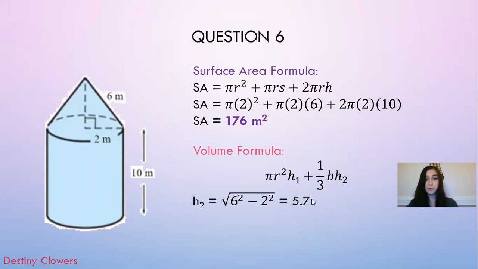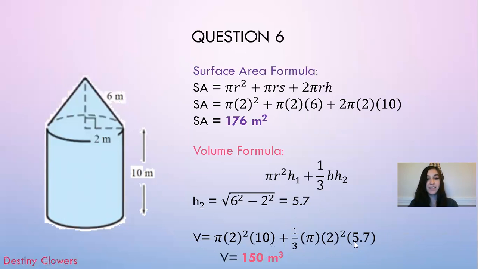Now we're going to just plug 5.7 into this equation. And once we do that, we get volume equals pi times 2 squared times 10 plus 1/3 times pi times 2 squared times 5.7. And that gives us our final answer of 150 meters cubed. And once again, notice that down here, volume is cubed while area is squared. So once again, don't get those mixed up or confused. It'll always be the same.